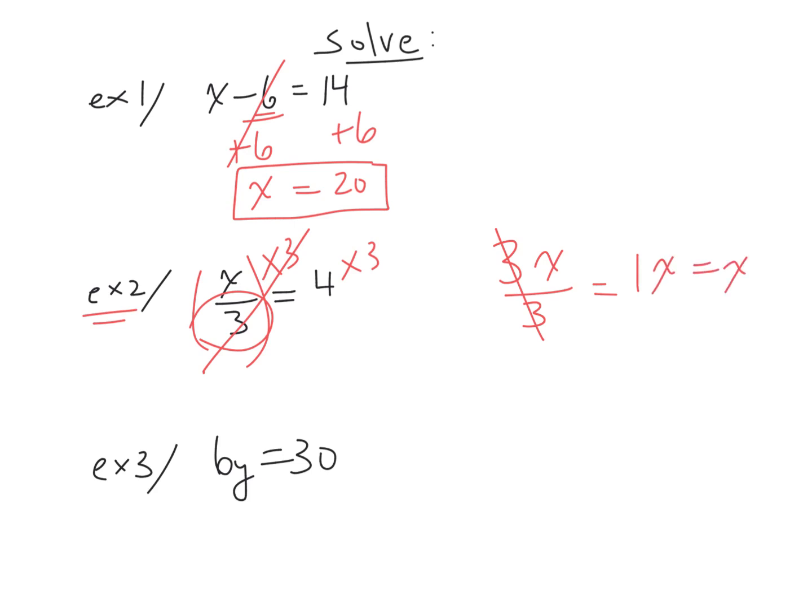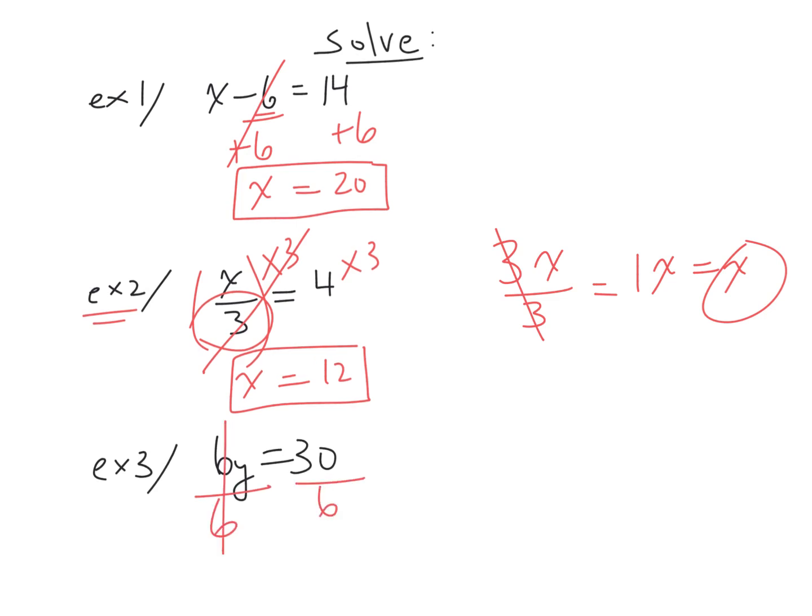So if we multiply by the same thing we divide by, we eliminate that, and we isolate the variable, which is our goal. So we have x equals 4 times 3, which is 12 in this case. And again, you could sub that in: 12 divided by 3 is 4, and it works. And then here we see that we have 6y equals 30. So 6 is being multiplied by y. To eliminate that, we're going to divide both sides by 6. It's going to cancel out the 6 and leave us with y equals 30 over 6, which is equal to 5.